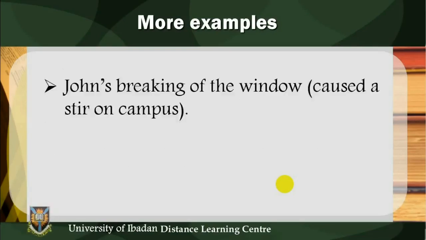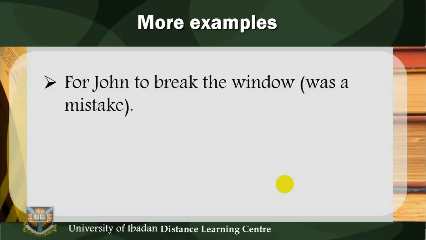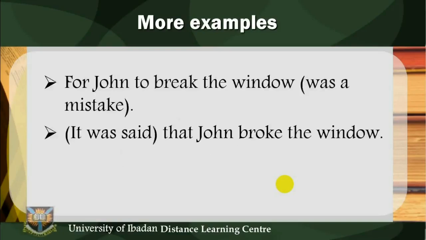John's breaking of the window caused a stir on campus. The breaking of the window by John signaled an end to the violence. For John to break the window was a mistake. It was said that John broke the window.